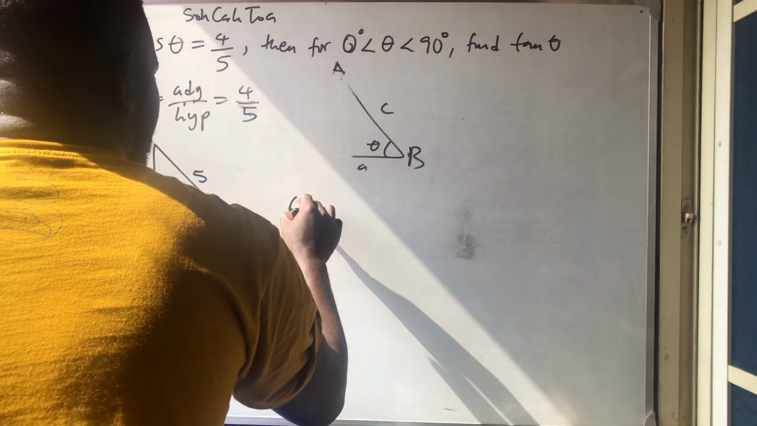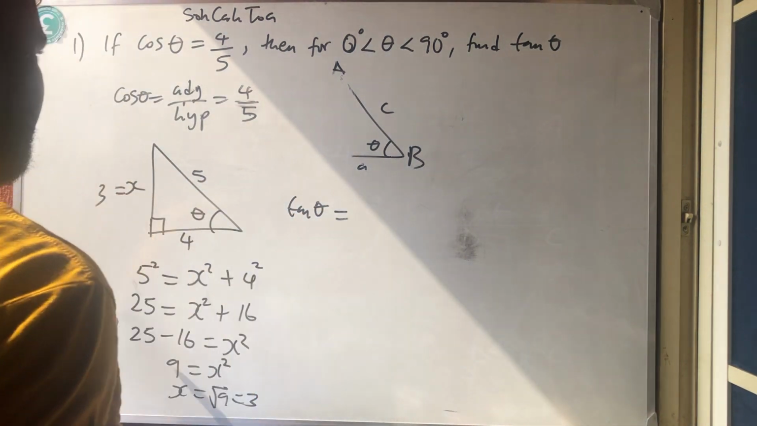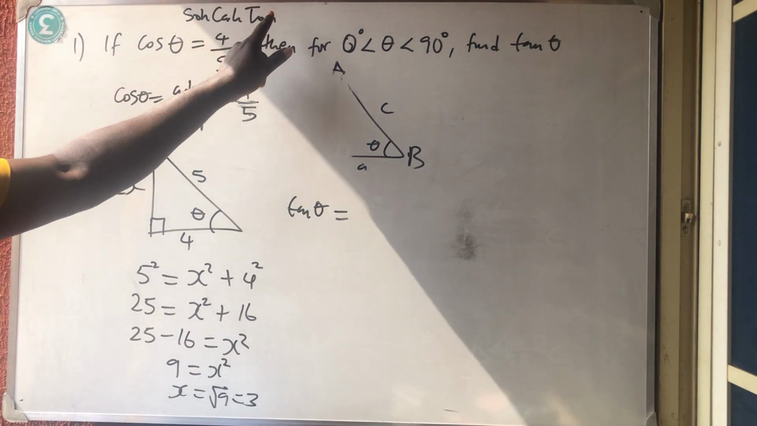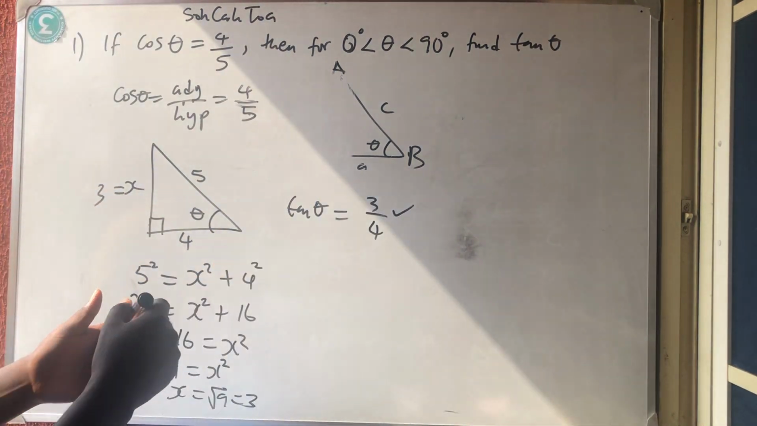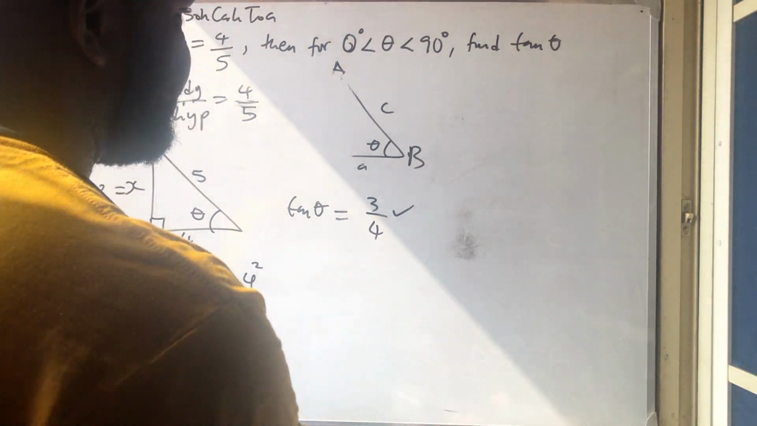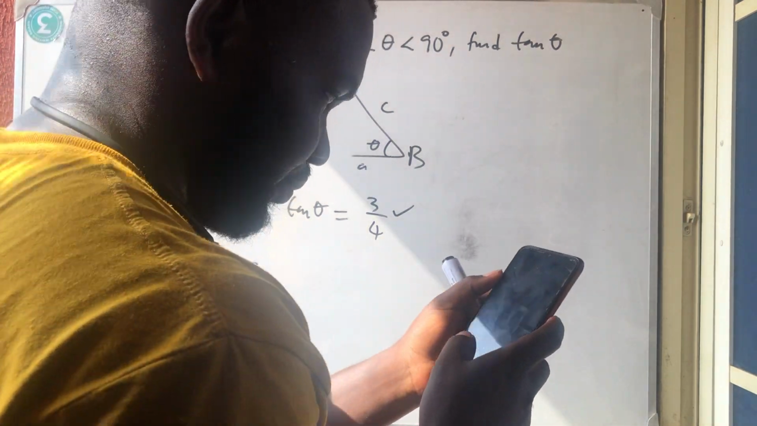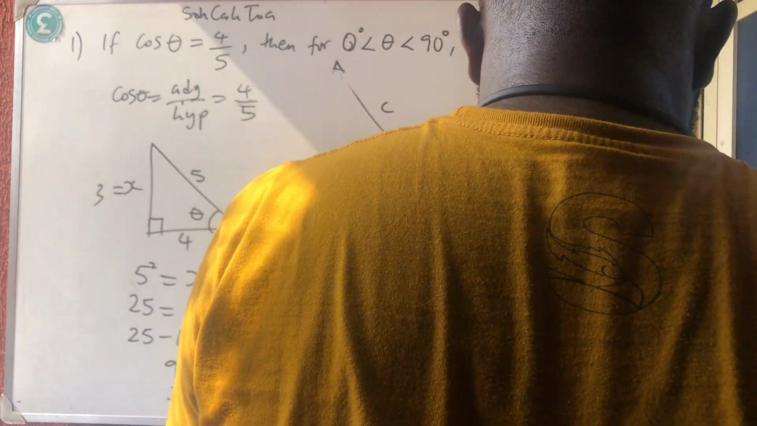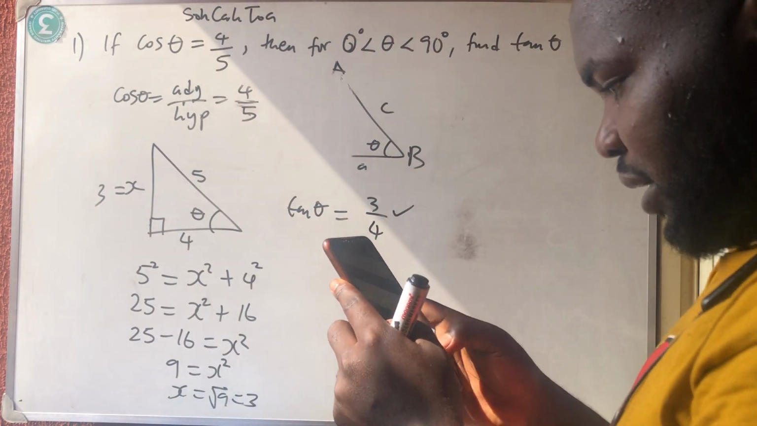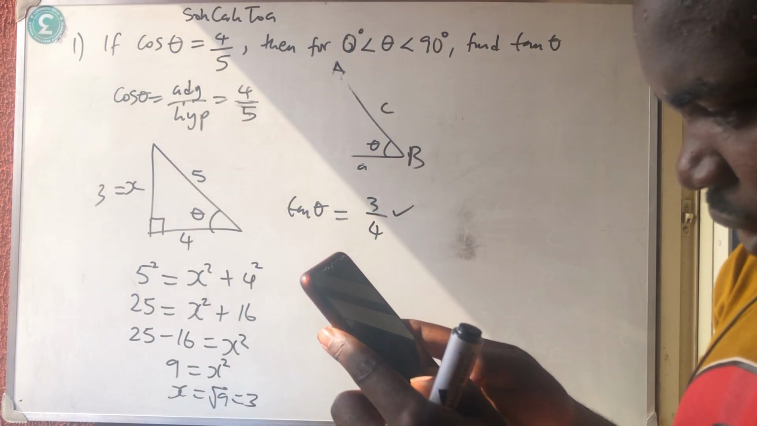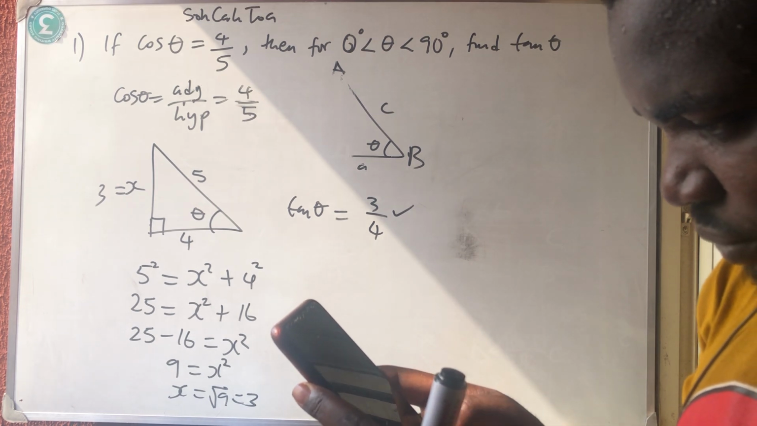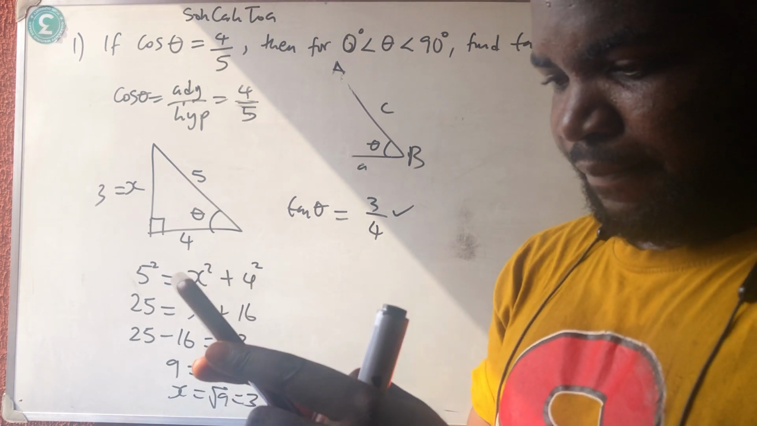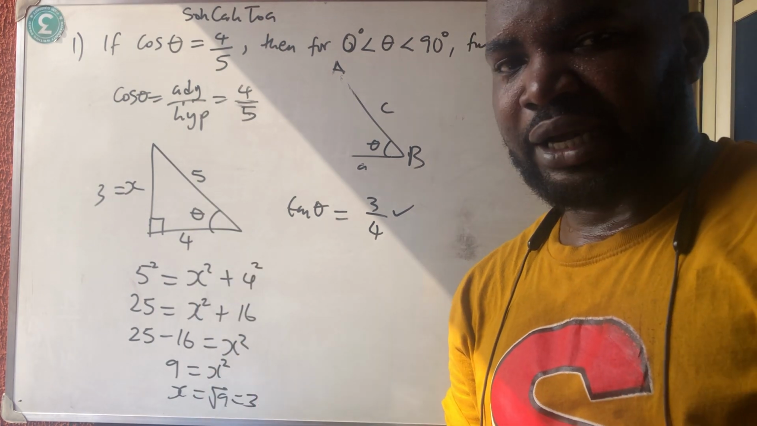So they now say we should find our tan theta. Our tan theta is opposite over adjacent. Opposite, which is 3, over adjacent 4. Okay, that is the answer. So that is that. In our next video we'll talk about angles that are greater than 90.